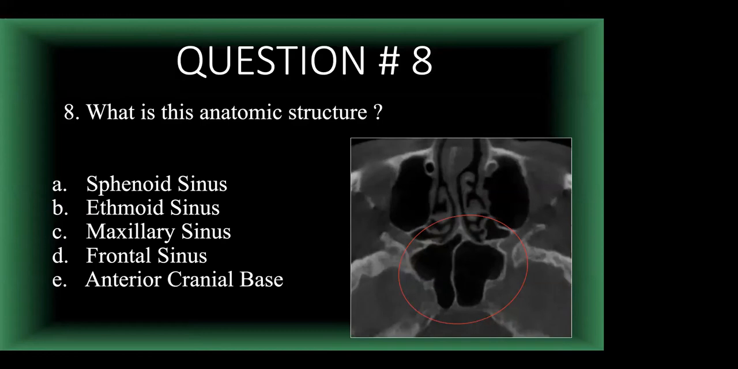Our next question, this is an axial scan. So this is taking a slice of the patient's anatomy top to bottom. So this would be a slice basically making a top and a bottom image, and this is what is in between. Is the area depicted by the red circle sphenoid sinus, ethmoid sinus, maxillary sinus, frontal sinus, or anterior cranial base? So please pick A, B, C, D, or E.